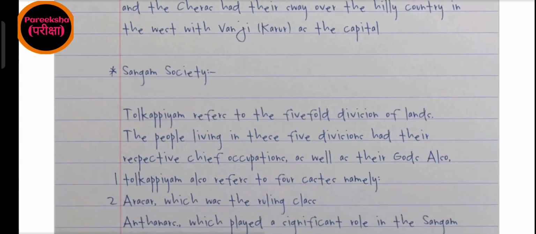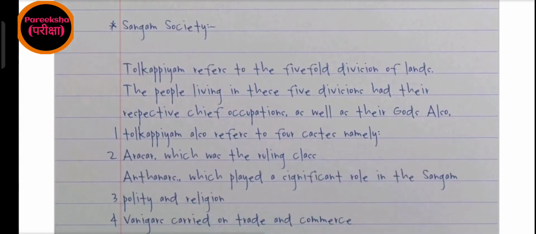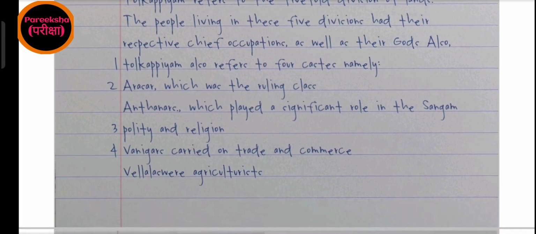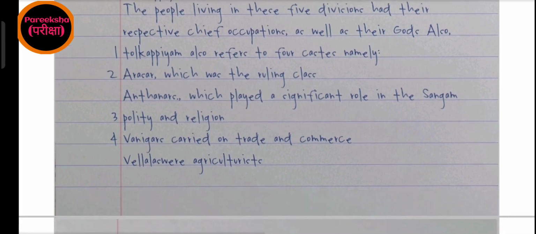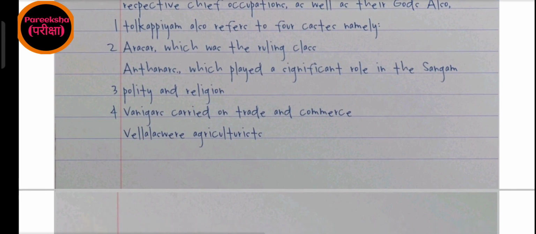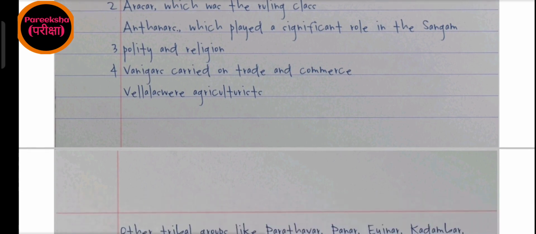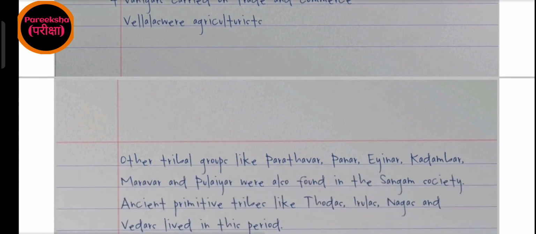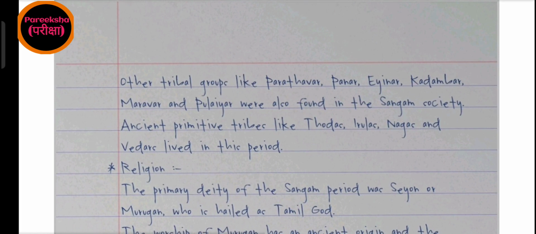Sangam society कैसा था? Tolkappiyam refers to the five-fold divisions of the land. The people living in these five divisions had their respective chief occupations as well as their gods also. Tolkappiyam also refers to the four castes, namely the Arasar, Anthanar, Vellalar and Vanigar; the Vanigas carried on trade and commerce. So different castes were there which had their different occupations. So the caste was divided by occupation.